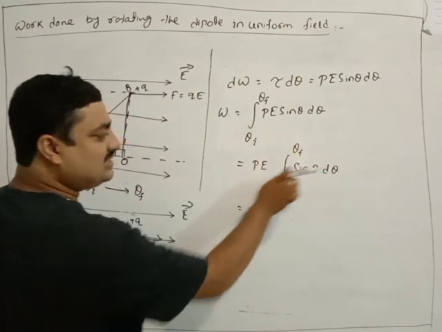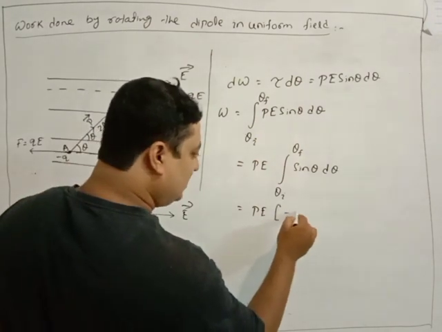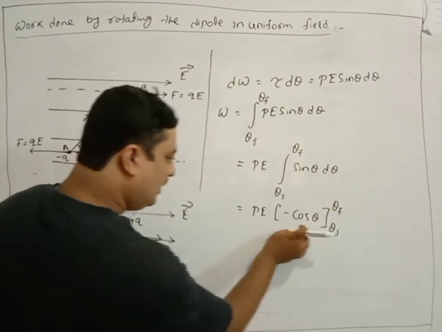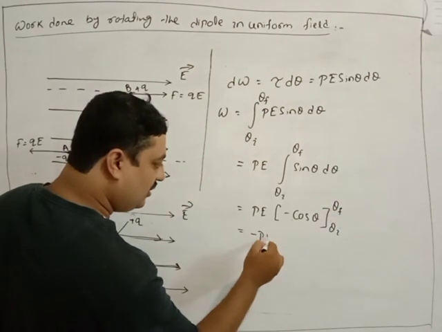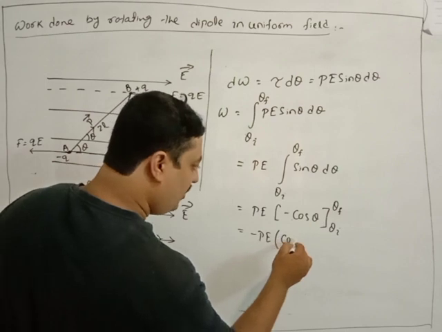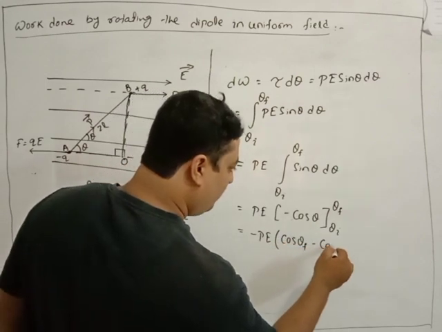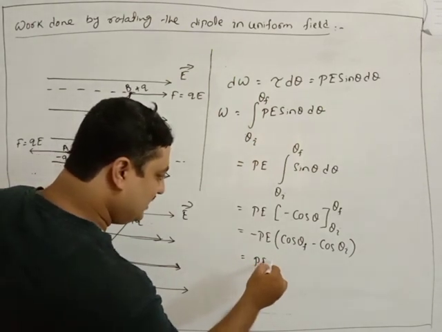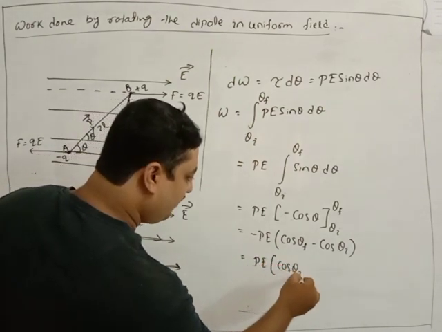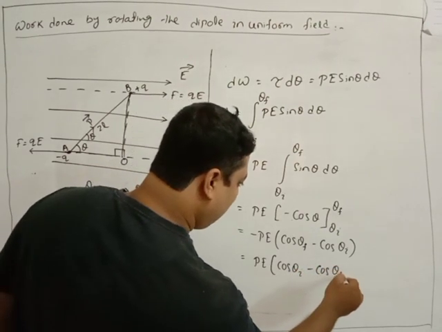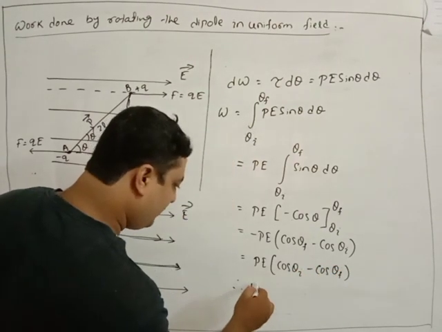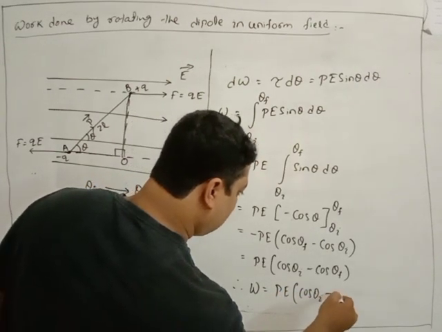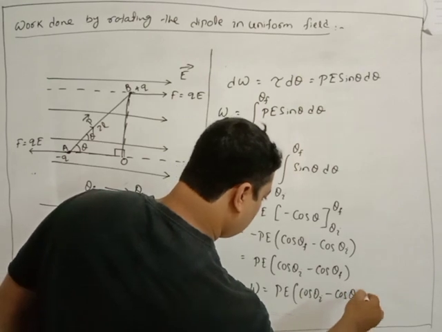Now the integration of sin theta is minus cos theta. If we take the minus sign out, it is minus P into cos theta f minus cos theta I. If you multiply the minus inside the bracket, it will be P into cos theta I minus cos theta f. So work done equals P into cos theta I minus cos theta f.